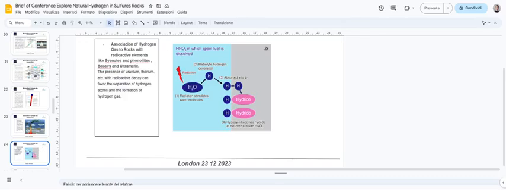Another possibility is a natural scheme that reproduces the artificial scheme of producing hydrogen with electrolysis, in the presence of rocks with radioactive elements like thorium, uranium, and so on. The presence of uranium, thorium, and other elements with radioactive decay can favor the separation of hydrogen atoms and the formation of hydrogen gas.